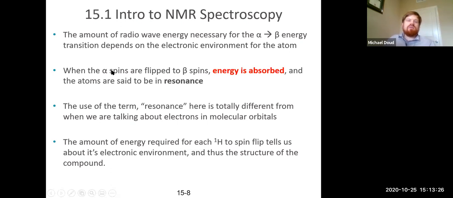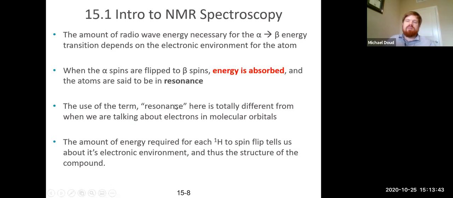Right. Okay. So this is resonance here. Basically, when you apply that correct frequency of electromagnetic radiation, energy is absorbed, the spin flips, and that is the moment that you say that the atom is in resonance, because it's in resonance alpha to beta.